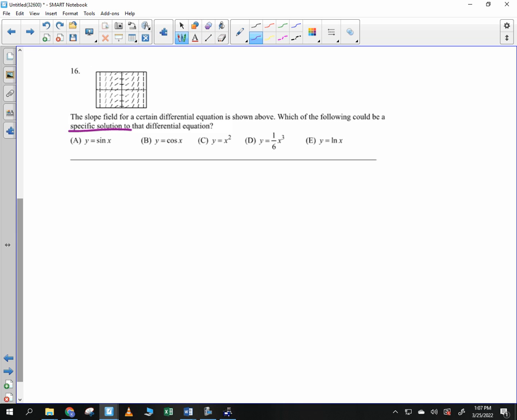Sine doesn't fit. Cosine doesn't fit. X squared. Sometimes people choose x squared, but notice that those are going up, whereas your graph is going down. So it doesn't fit that half. This is definitely the solution for a cubic. And so we have 1/6 x to the third. Okay? Good. So we'll talk about the other piece on Monday.